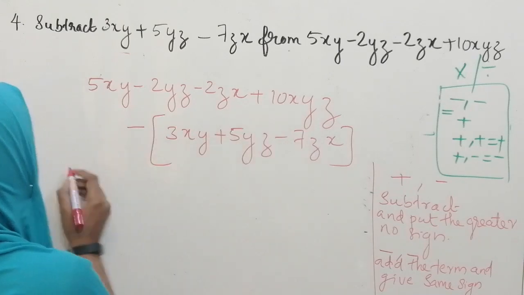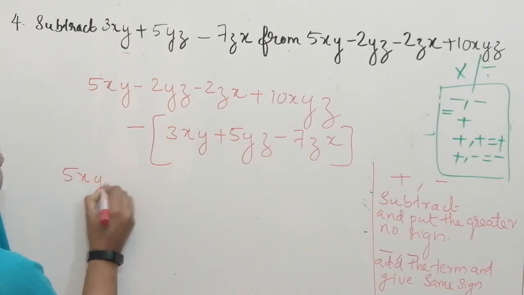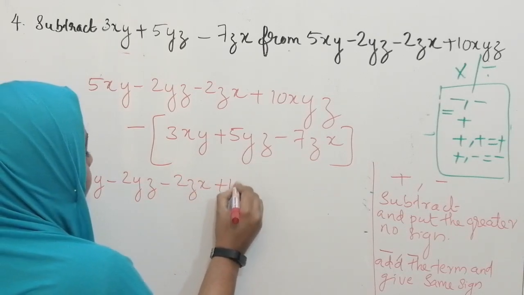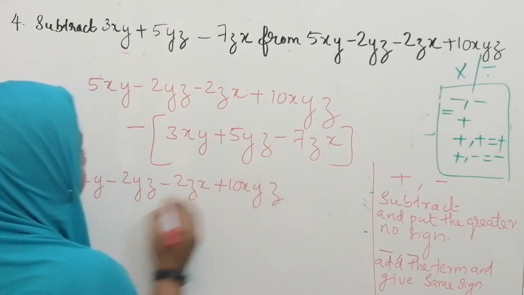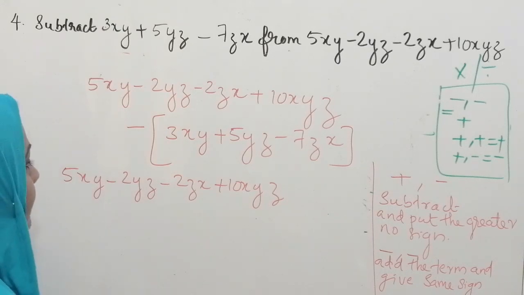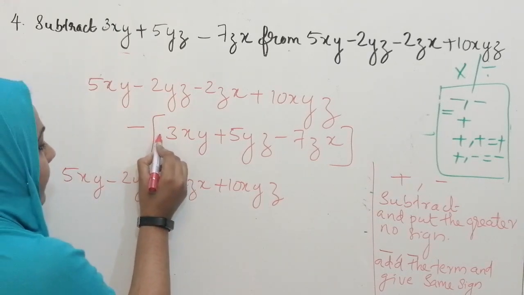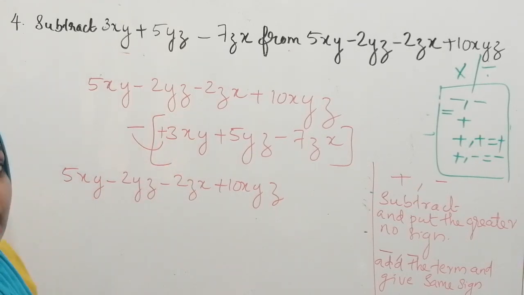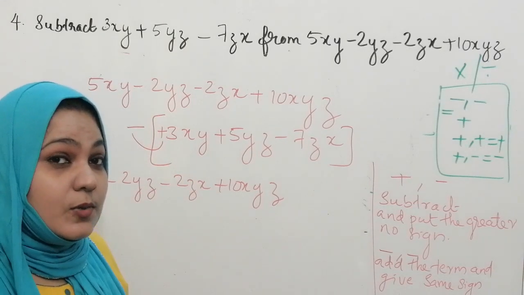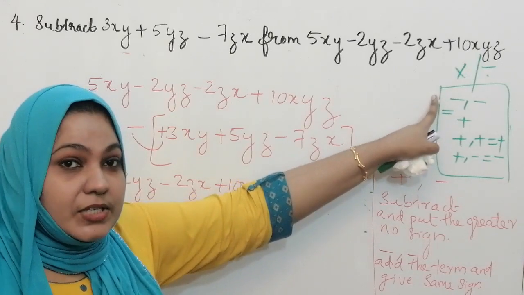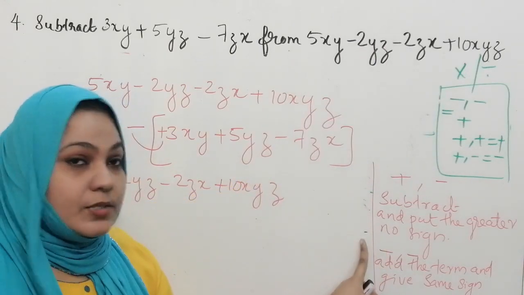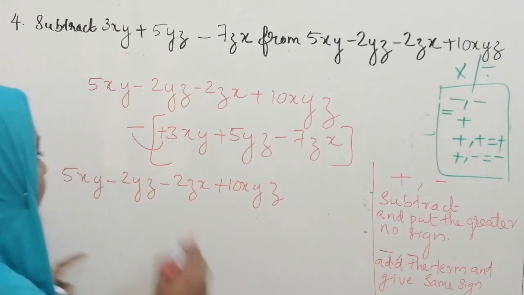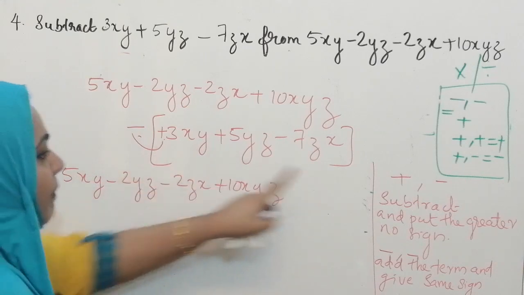Here I am writing the first part of our question, 5xy minus 2yz minus 2zx plus 10xyz. Now we can break the bracket. What will the answer be here? Here nothing means this is plus, so minus and plus. You should be very careful. You have to use the rule for multiplication and division. Don't use this other rule, because it is only for addition and subtraction. So here minus and plus means minus.